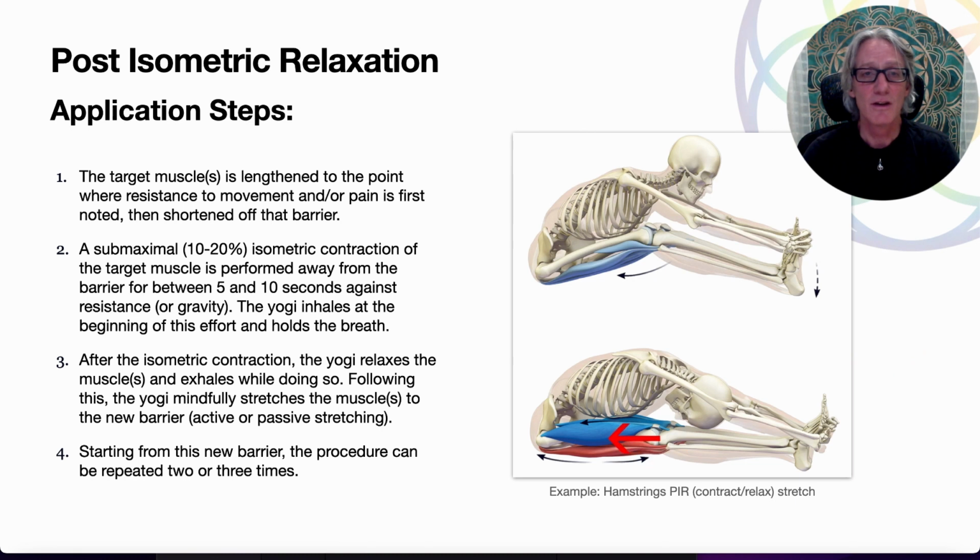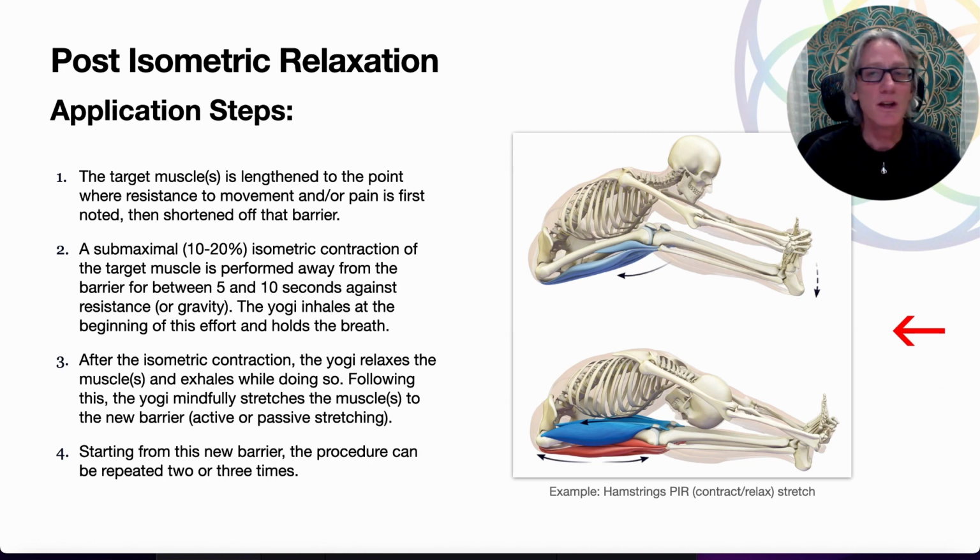So here, now the hamstring's being taken into a stretch position. And you can usually get 20 to 30% more stretch than you normally could by using this PIR neuromuscular hack. And you can even repeat this process a couple times. So let's see that in action.